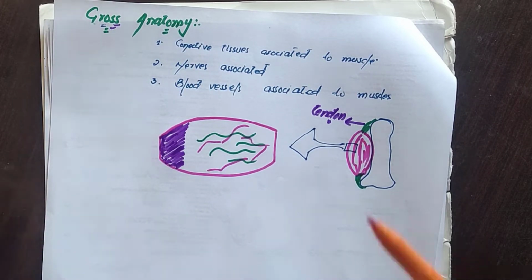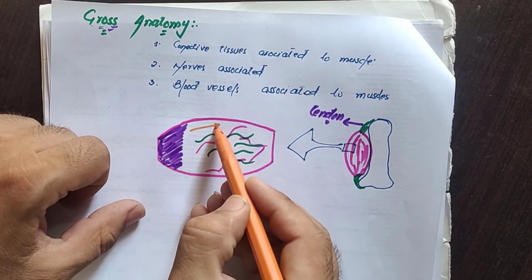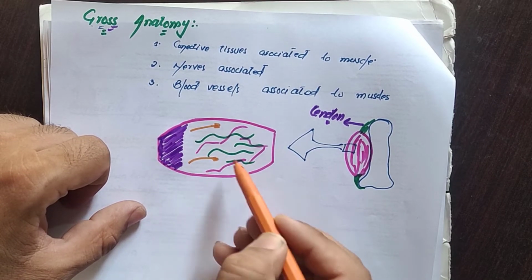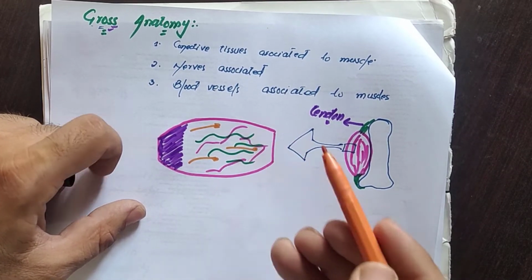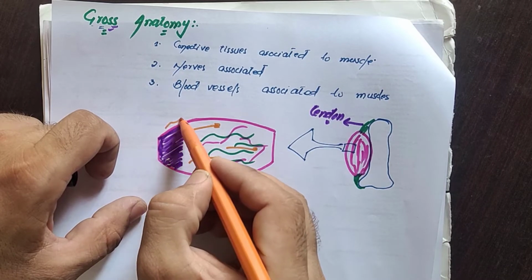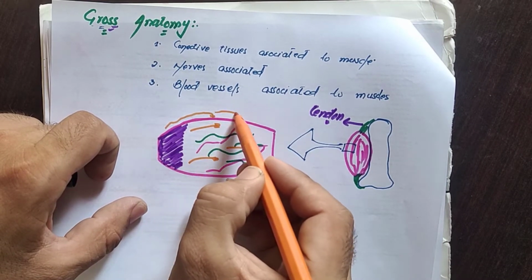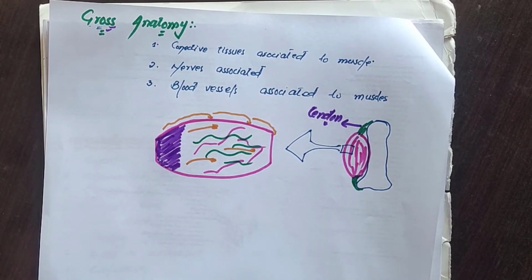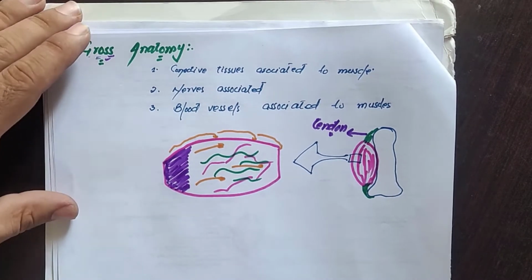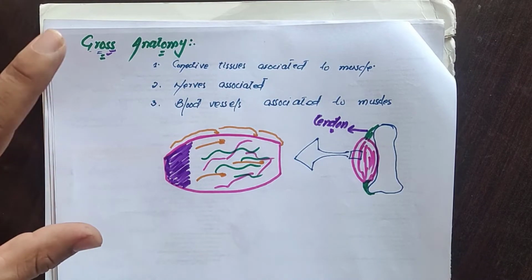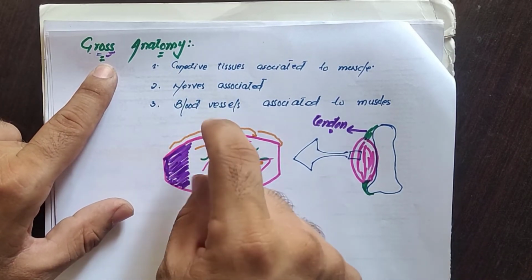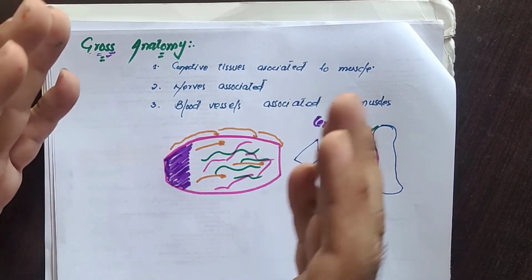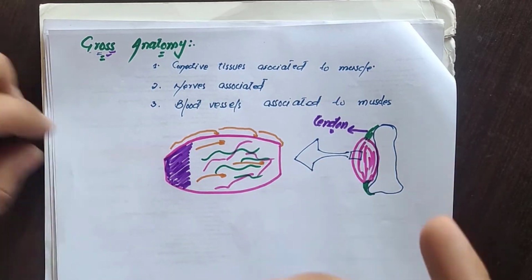And then there are nerves also present. I will show the nerves with this color. So nerves are also present inside this muscle, right? These are the nerves which are present. So these three important things we can see grossly. I'm talking about the structure. So first, what are those important things that we can see in a muscle with our eyes?